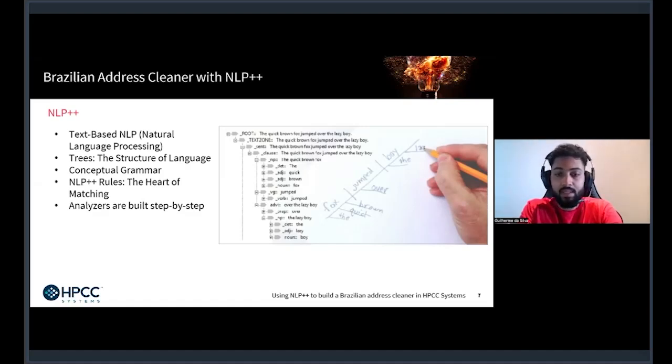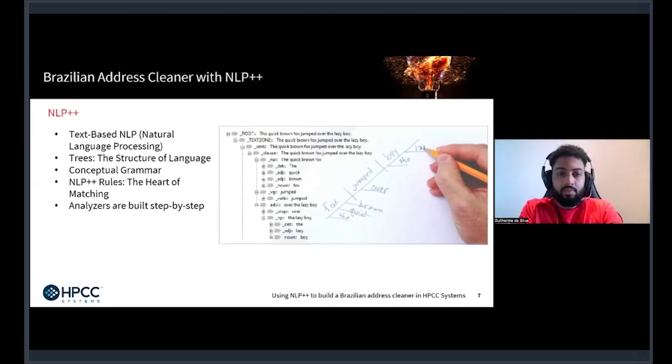NLP++ has data types and functions to create and use knowledge in a knowledge base called the conceptual grammar. Conceptual grammar is a hierarchical knowledge-based system capable of housing linguistic and conceptual information. Knowledge can be created, ingested into a system, and used to understand text. NLP++ analyzers also create knowledge directly from the text, which can be used to generate new knowledge and understand the very text it is processing.